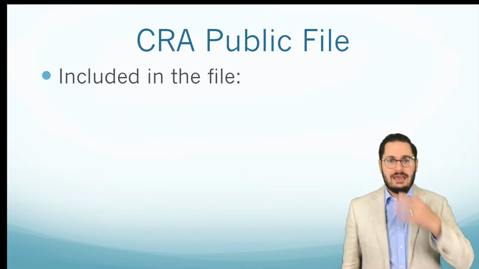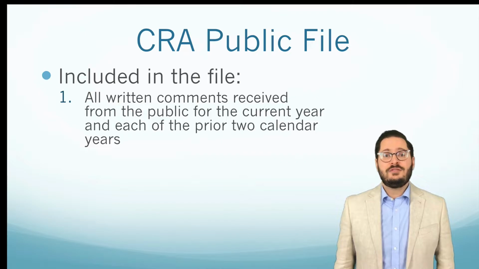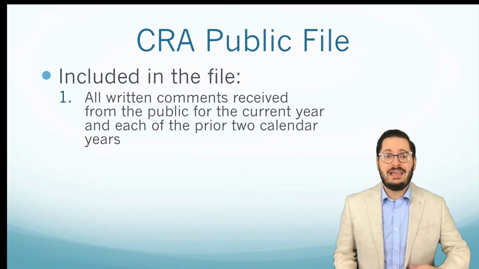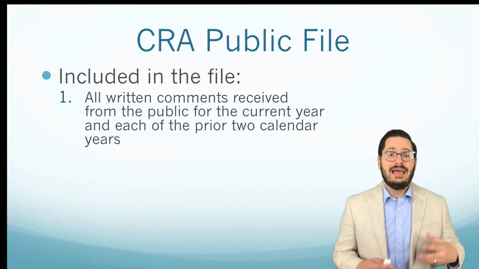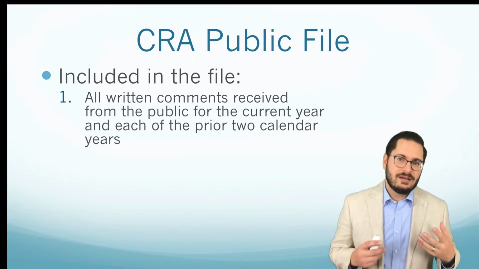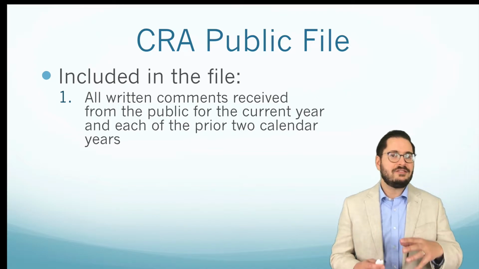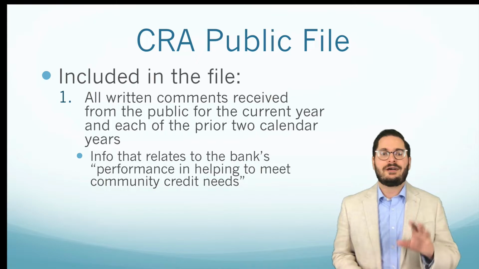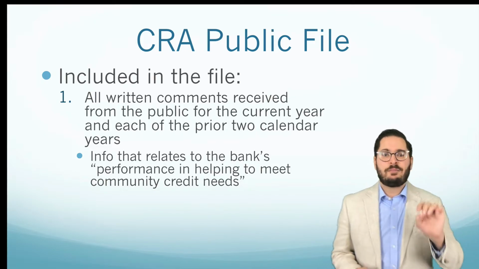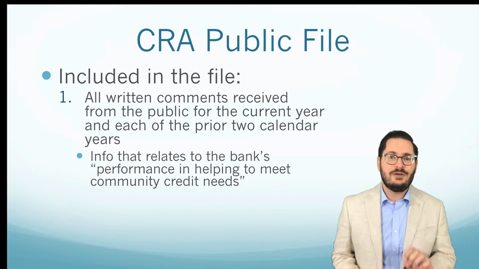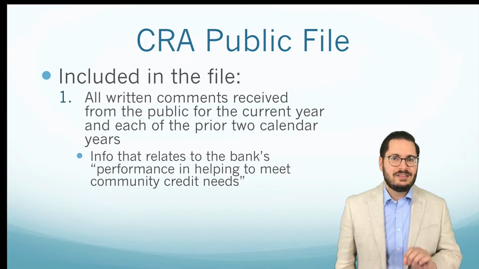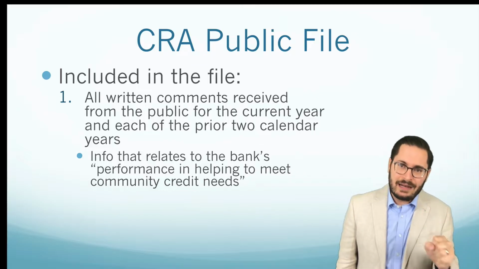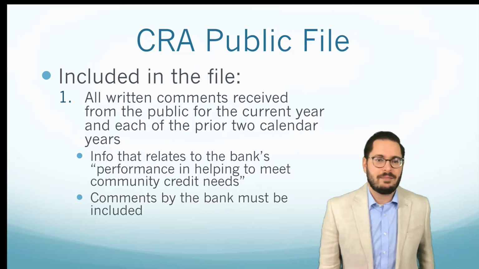Now, for the public file, here's what has to be in the public file. Number one, all written comments that were received from the public for the current year and each of the two prior calendar years. And now this doesn't mean every comment about the color of your building or whatnot. What they're talking about here are comments that relate to the bank's performance in helping to meet the community credit needs. So if the concern, complaint, or comment relates to meeting the credit needs of the community, it has to be in the public file.